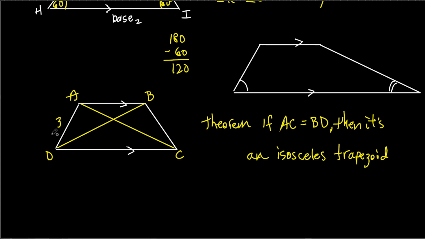So here's my point. If this is 3, then what else do you know about this trapezoid if I know that's 3? I know that's 3 as well. Why? Because this says if the diagonals are equal to each other, then it's an isosceles trapezoid, which means these two sides have to be equal to each other. All right, let's do an example.